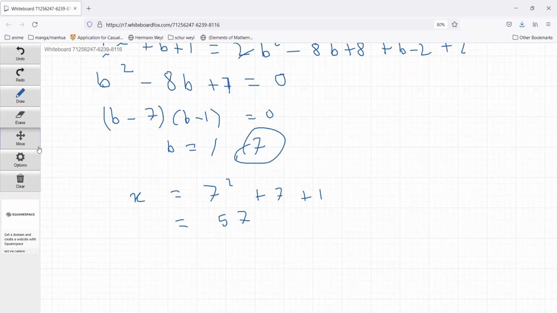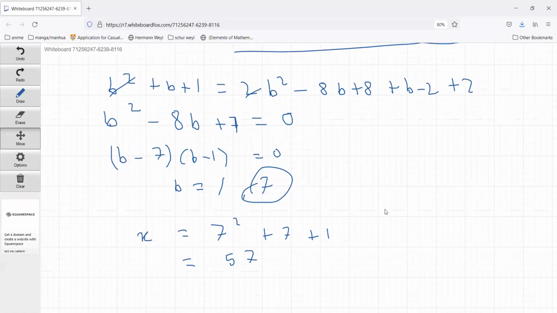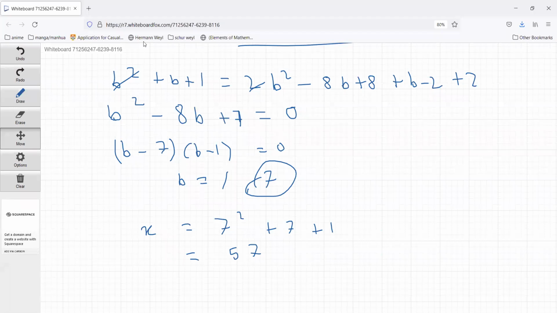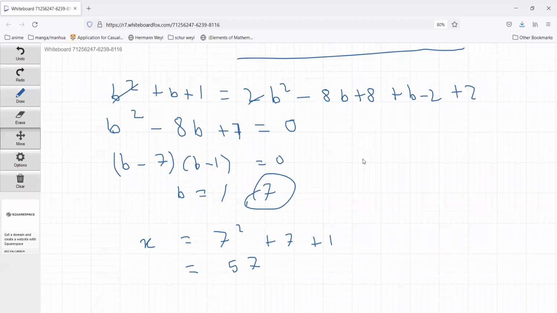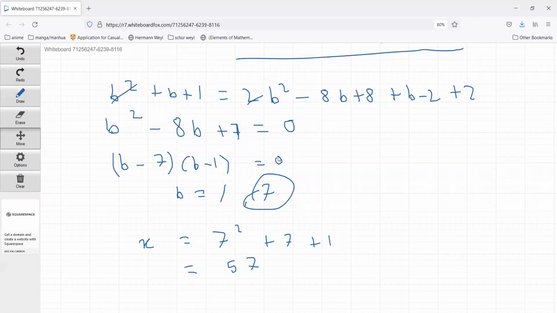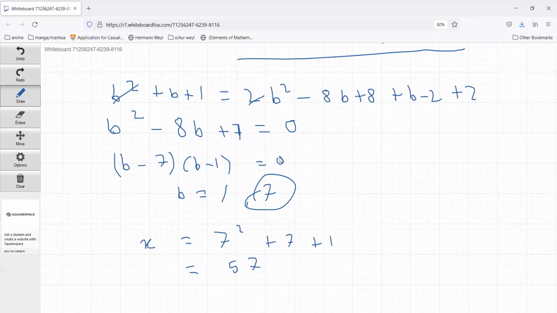Any questions or comments? I have a few comments about that. So, I guess that step where you went from the quadratic to the two linear factors might not have been obvious to everyone, especially if you haven't done much factorizing quadratics before. So maybe you could spell that out a little bit.